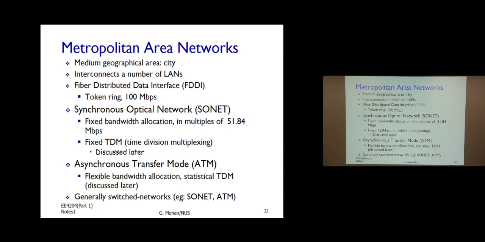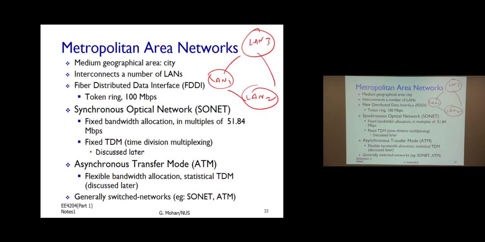As the name says, it spans a medium geographical area, maybe a few tens of kilometers. It interconnects a number of local area networks. So imagine that there are, let's say, LAN 1, LAN 2, LAN 3. Different offices, different companies, homes, they all have different local area networks. The traffic coming out of different companies or universities will be carried by what is called a metropolitan area network, which is beyond the campus.